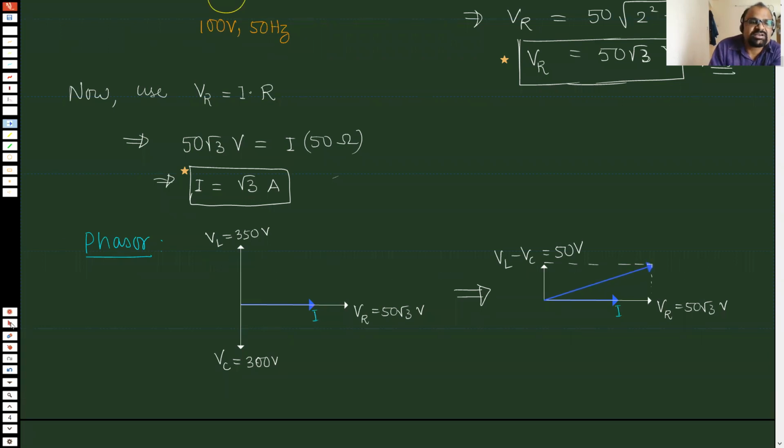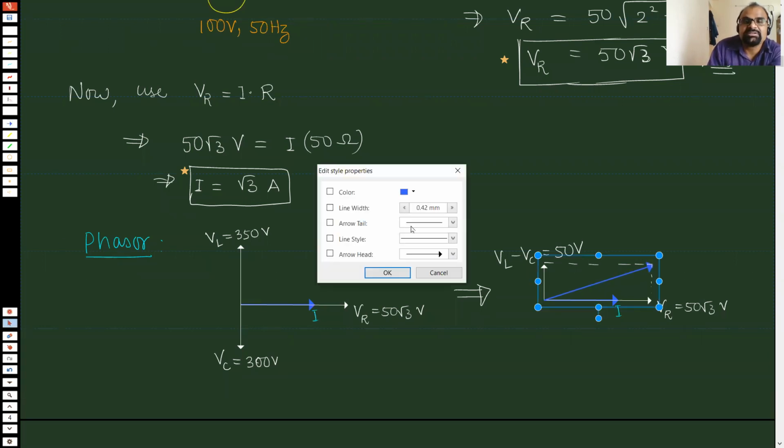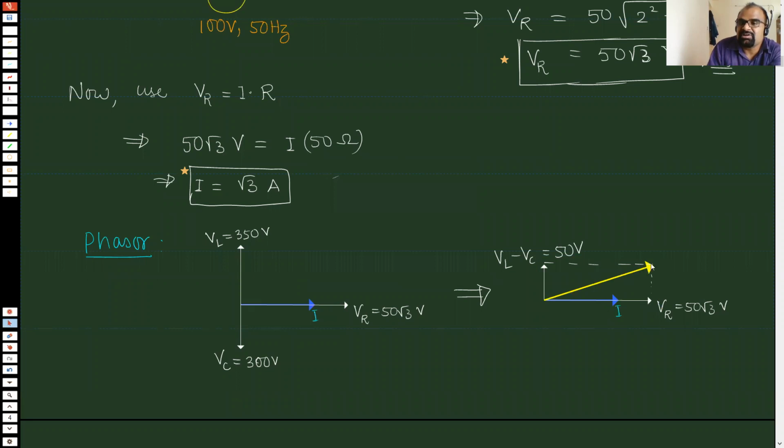I'll have to change the color and thickness of this phasor because this one represents something else. This one represents the source voltage. Now this is the angle that is asking us to find the phase difference between this current phasor and this source voltage. So it is pretty easy in this diagram.